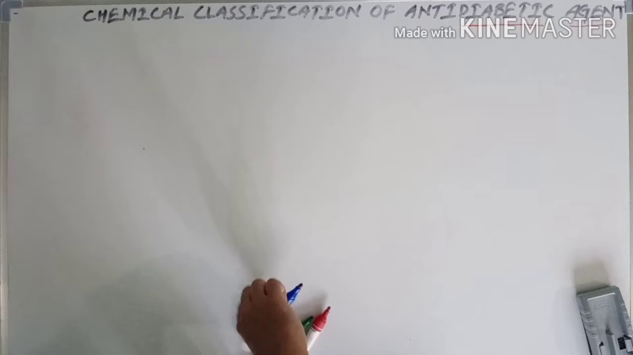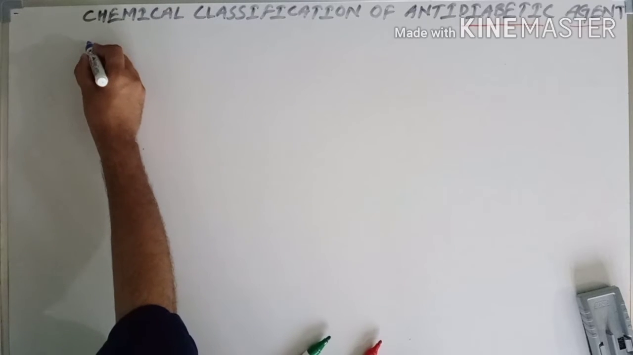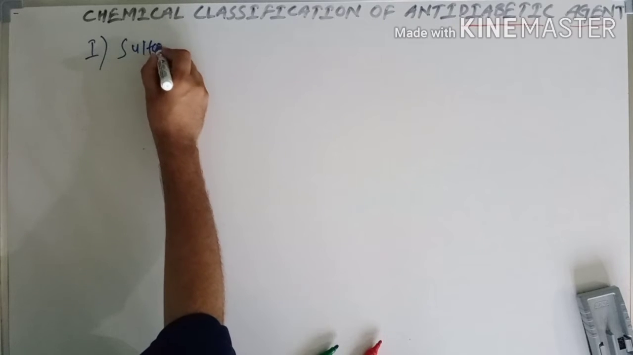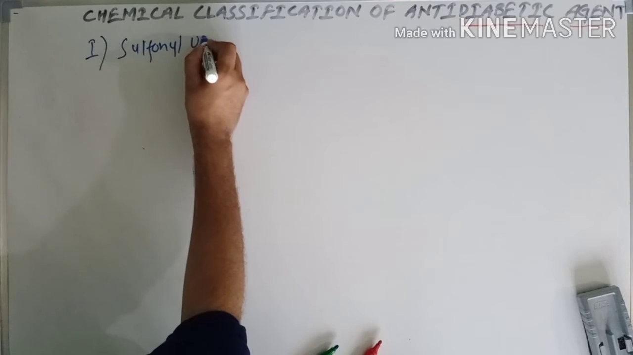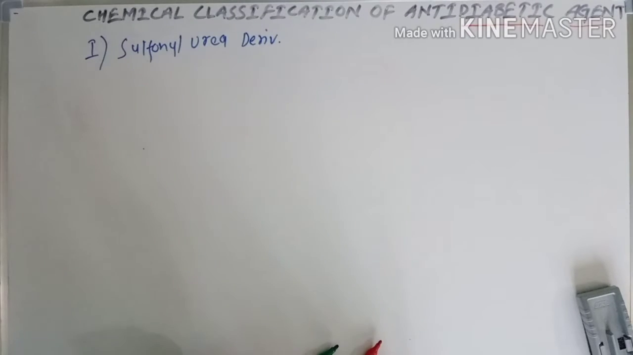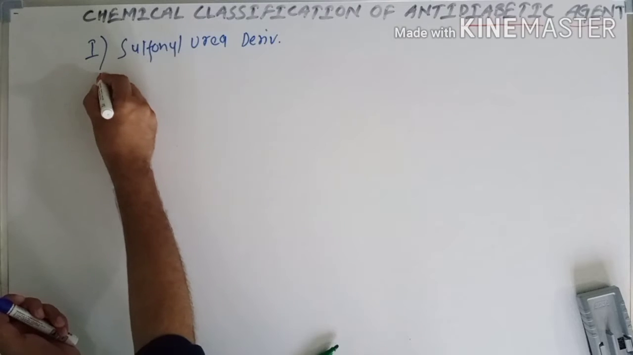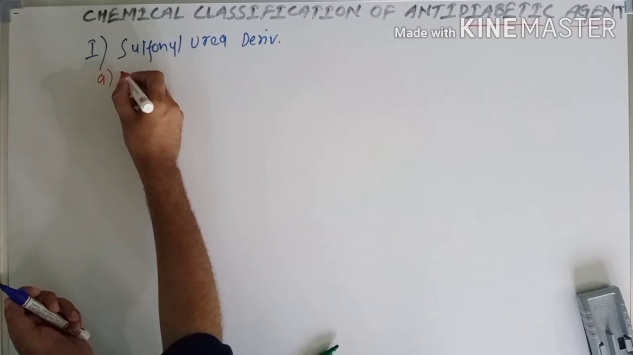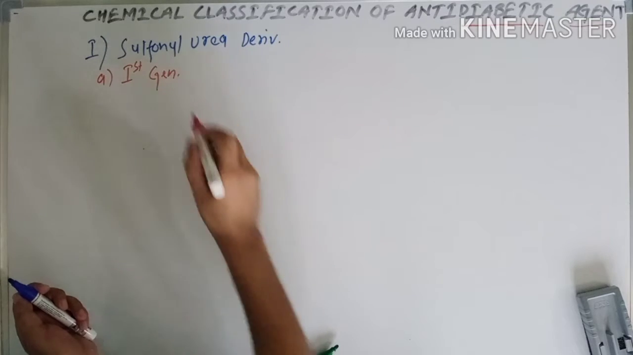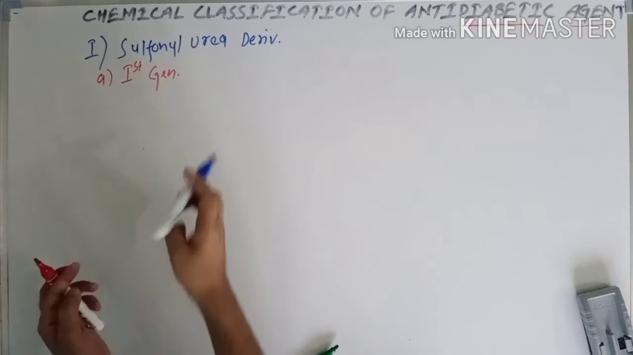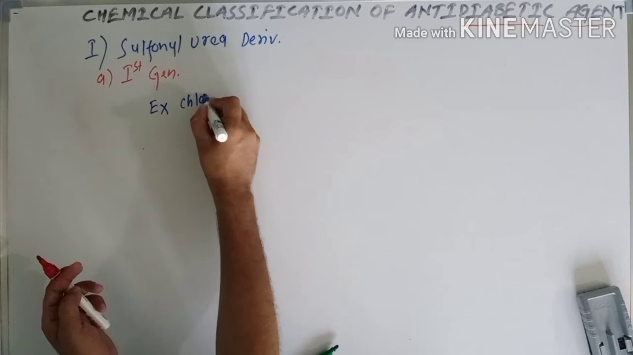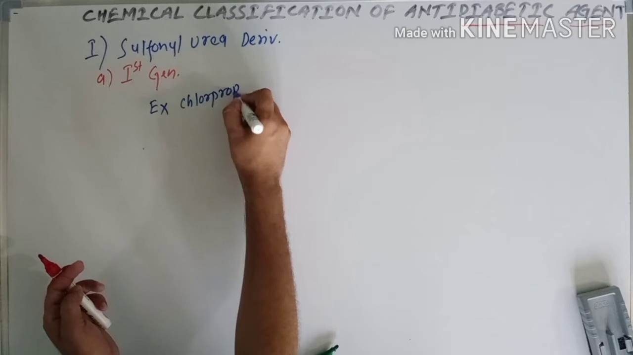The first class of anti-diabetic agent is sulfonylurea derivative. These are further divided into two classes: first generation sulfonylurea, and first generation sulfonylurea have an example, chloropropamide.